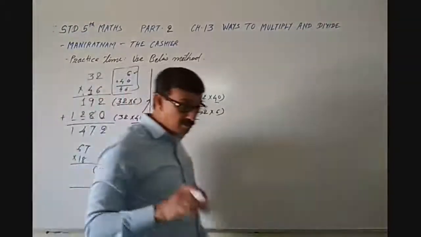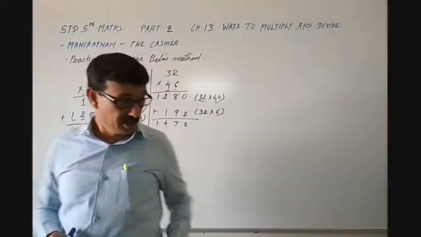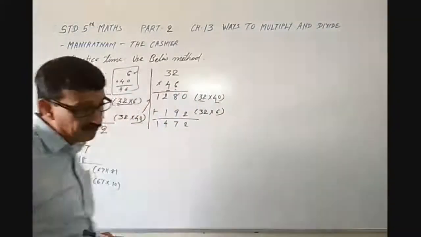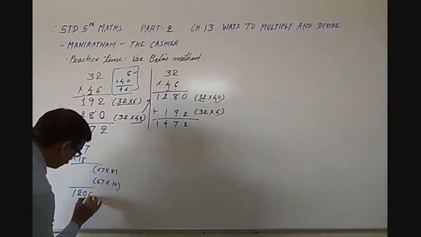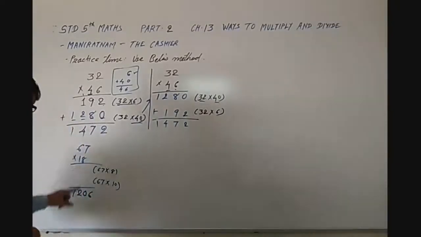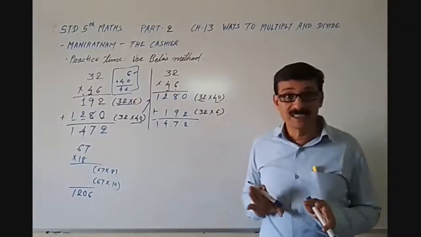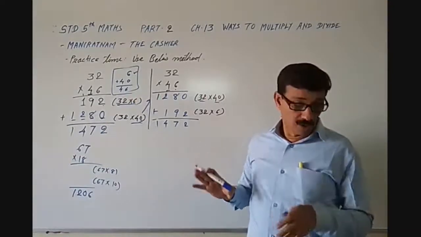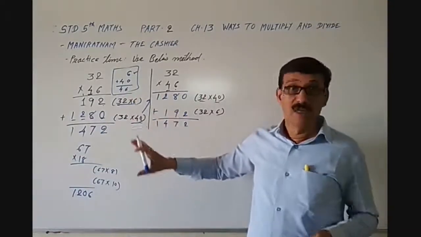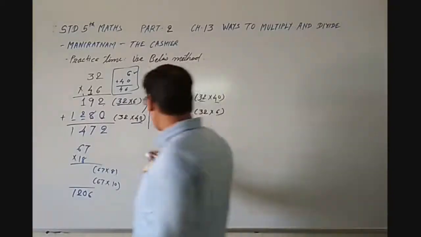Then there is another practice sum also. Okay, let me give you the answer for this. The answer will be 1206. This will be the answer of this multiplication. I am giving you the answer of the multiplication, but you go with this method, find out the answer, and compare your answer with my answer.